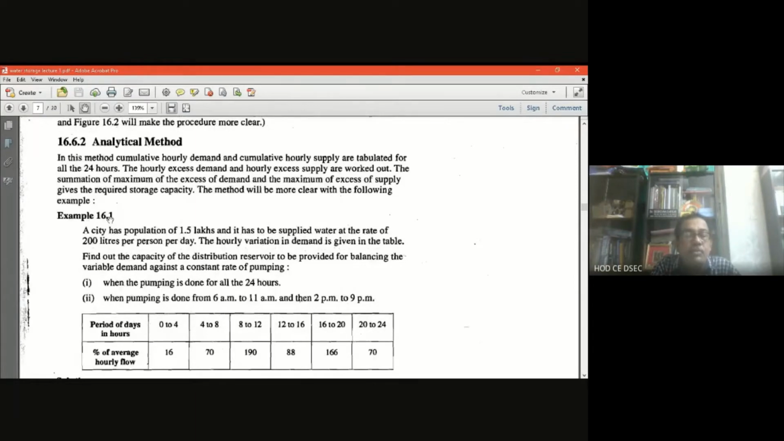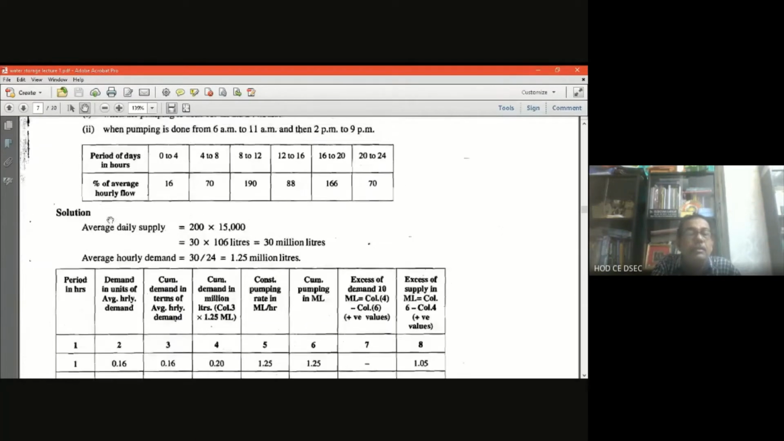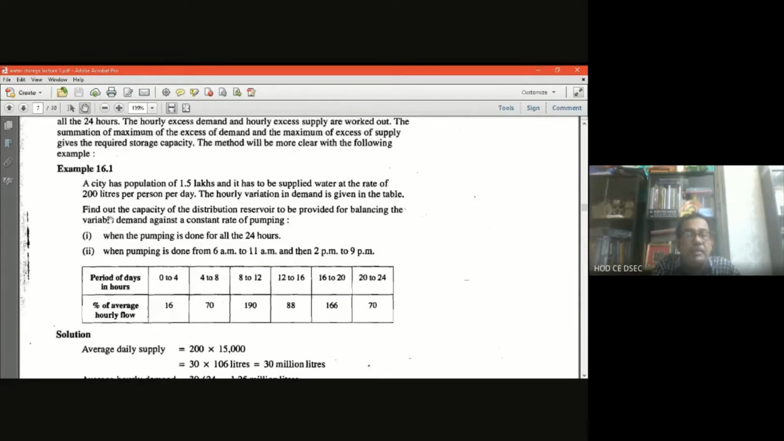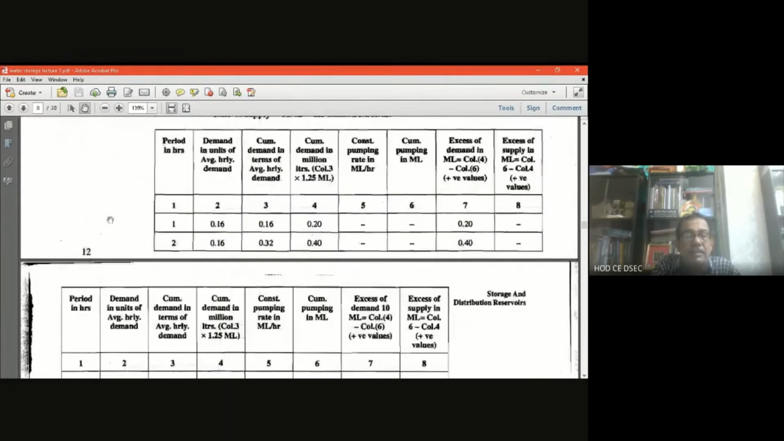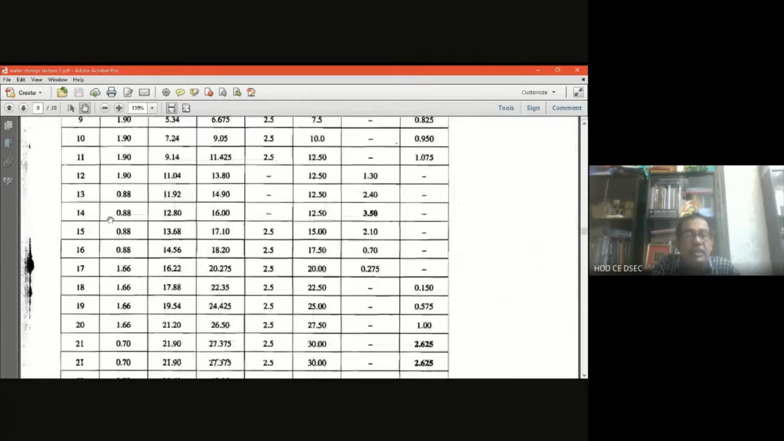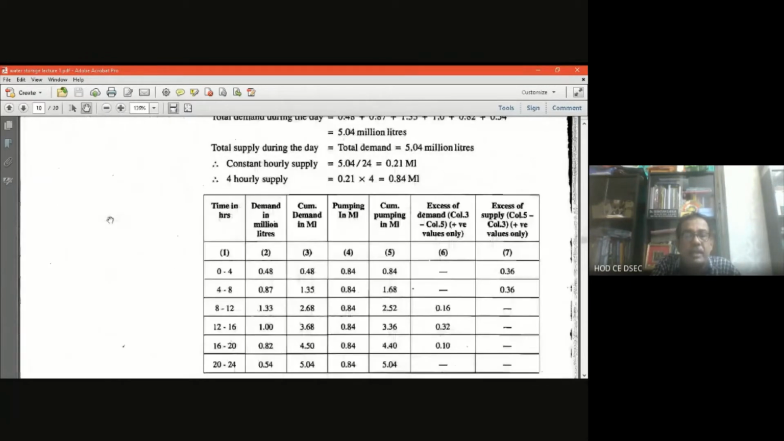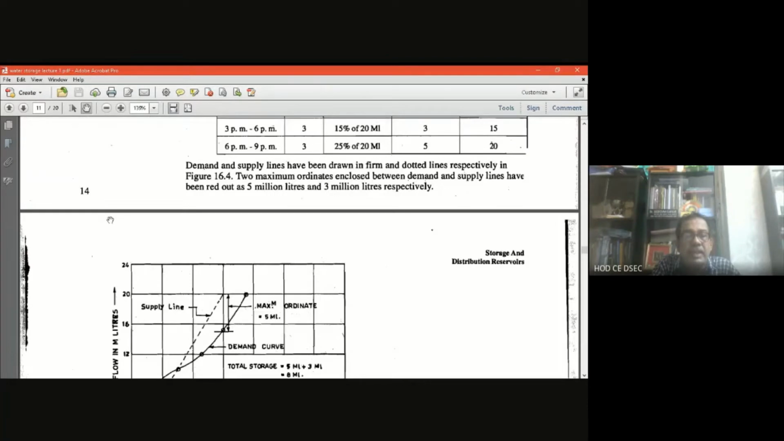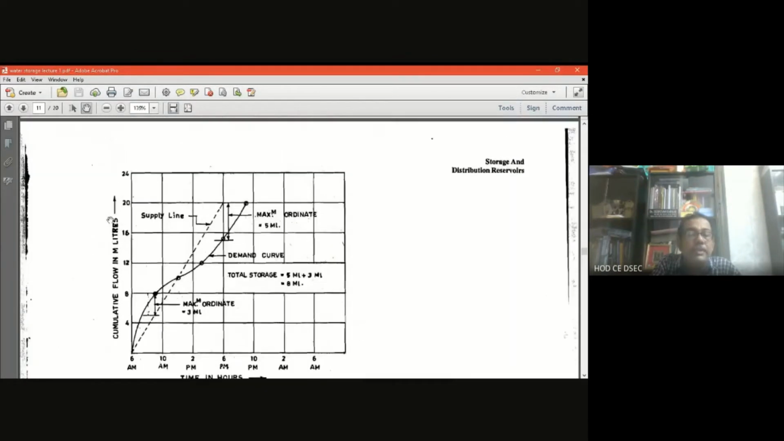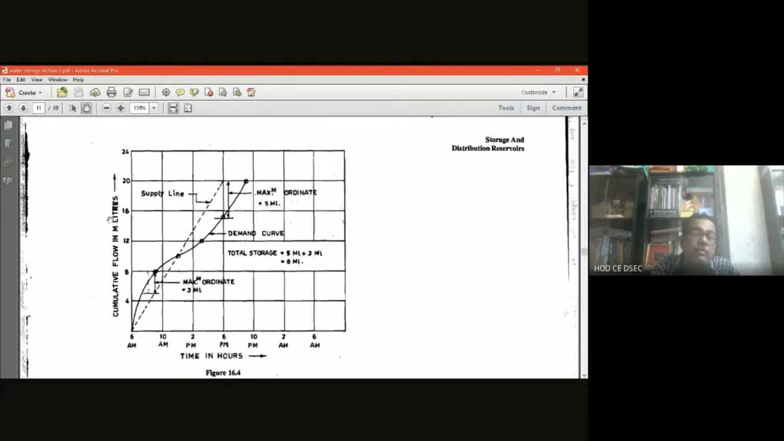Now let me solve one problem. Before that, as I mentioned the mass curve, I must tell you what the maximum ordinate means. I must show you, so I am just showing you that curve. This is the curve, a typical mass curve problem. Cumulative flow is plotted on the y-axis and the time in hours on the x-axis. You see, one is the dotted straight line, which is the supply line, and the other is the curved line, which is the demand line.